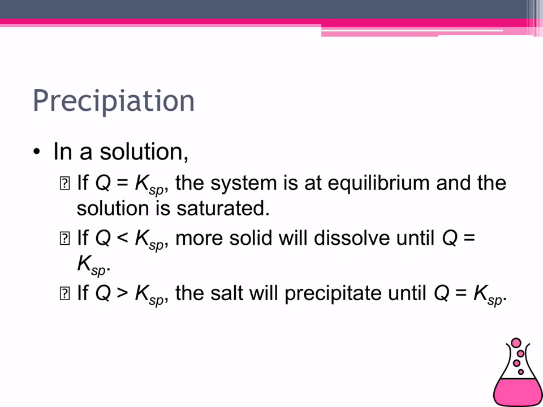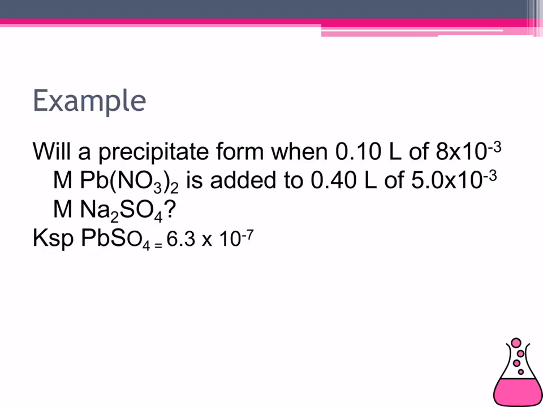If my Q is greater than my KSP, that means I need to get rid of some of those aqueous ions and turn them into the solid. So the salt will precipitate out of solution until my Q equals my KSP. Knowing that, we have another practice problem that I would like you to try to solve. You need to solve for your Q value for your precipitate and compare that to your KSP to see if a precipitate will form. So take a second, solve it, and put your answer when prompted.